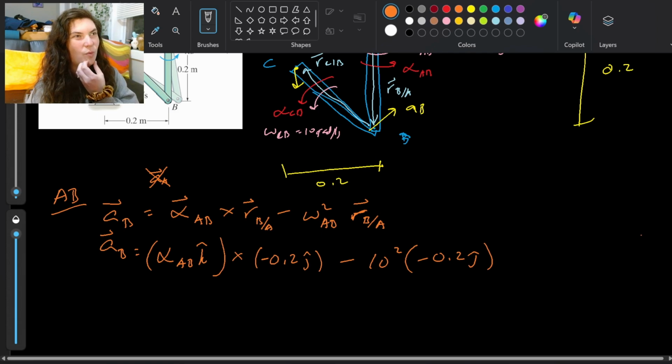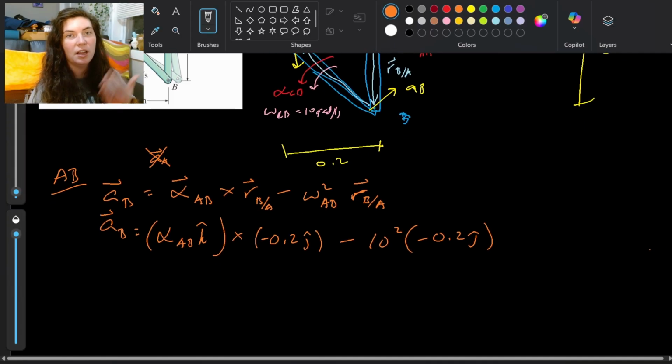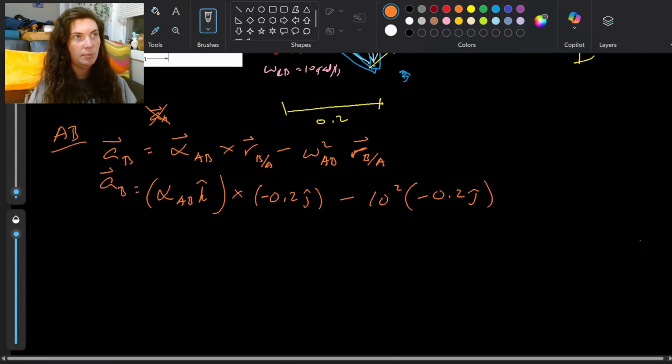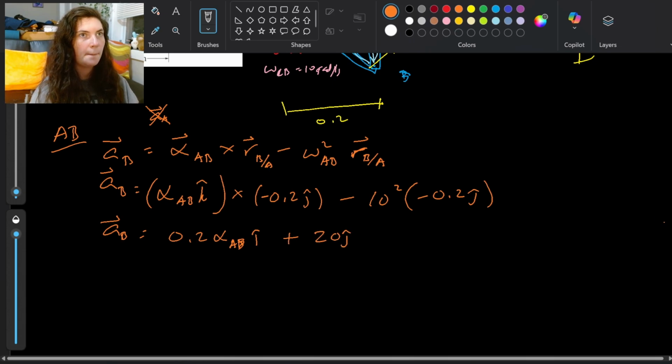So notice I still don't know what that angular acceleration AB is, but I'm just going to leave it like this because I'm going to go ahead and plug it in to the next equation that I have with CB when I go and do this CB breakdown. So let me simplify this just a little bit before I do that. I've got a K cross a J, that gives me a negative I. So that's 0.2 alpha AB I hat plus 20 J hat. And then I'm going to go ahead and do this whole thing for CB.